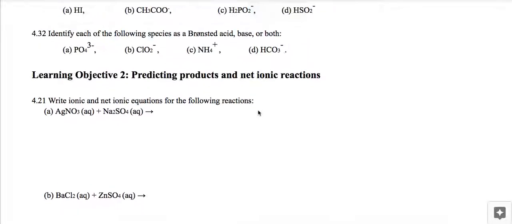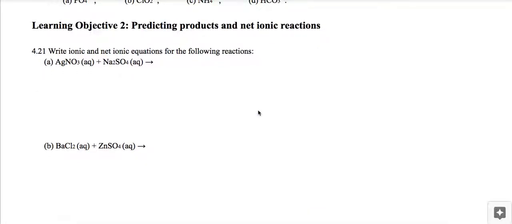AP Chemistry, folks. We're going to go through some of these net ionics today. This is learning objective 2, and we're just going to be working on mostly those net ionics here. I've done predicting products in another presentation, so you can find information about that, and there's also another presentation on how to do net ionics.